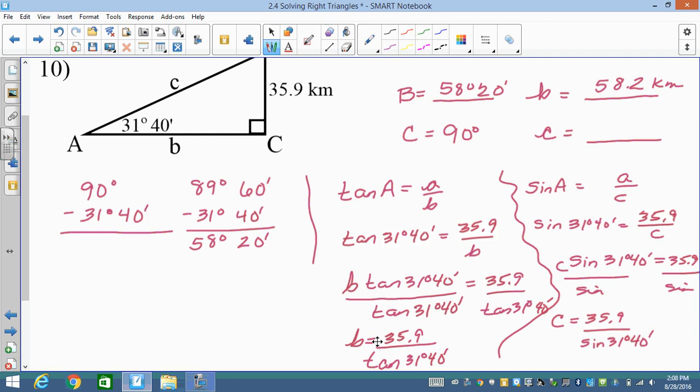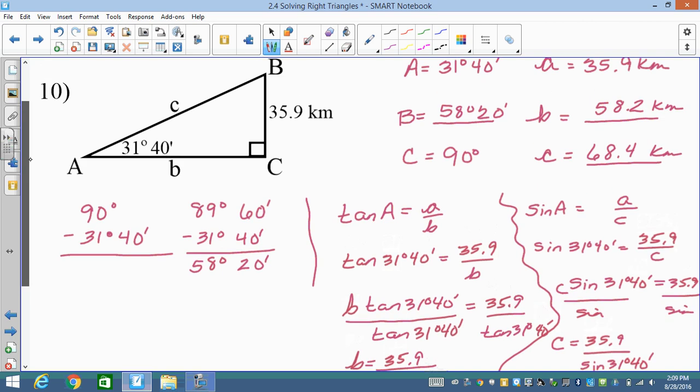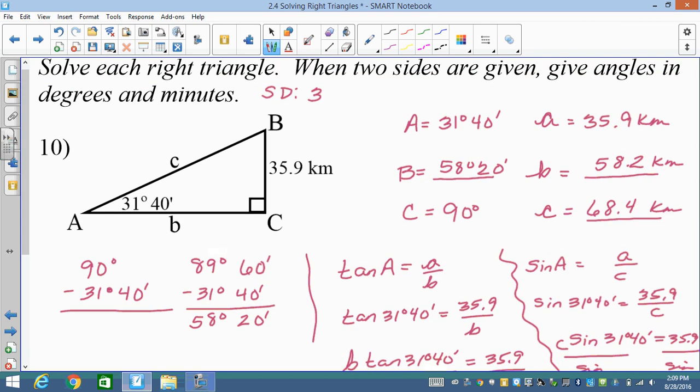And I do want to point out, notice the difference between the two. Everything is exactly the same except for the trig function. And for C, we get 68.4 kilometers. Now, you can always use Pythagorean's theorem to verify. 35.9 squared plus 58.2 squared should get you very, very close to 68.4 squared. We did round, so we won't get an exact value of 68.4.